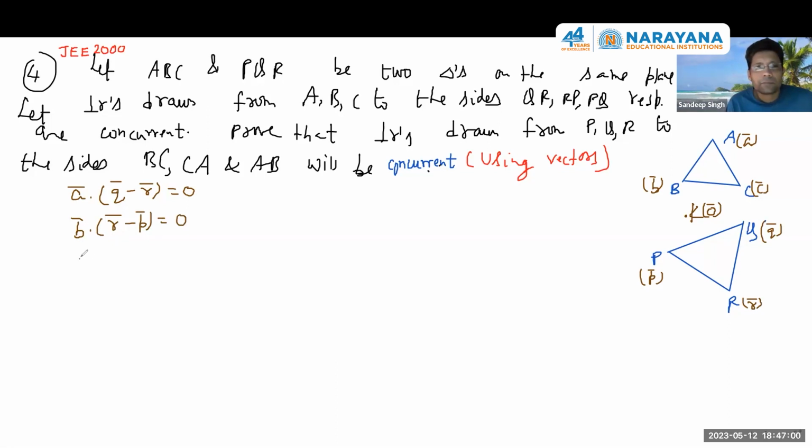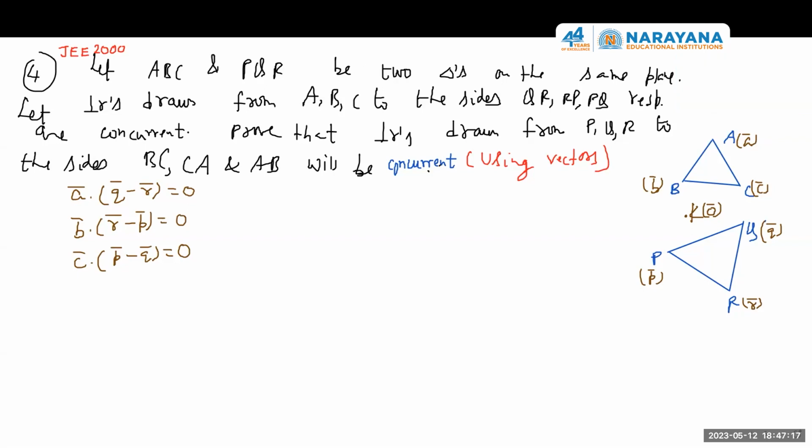And CK, that is C dot the PQ vector, which is P minus Q or Q minus P. This is the relation which is given. Is it clear? Please tell me fast.